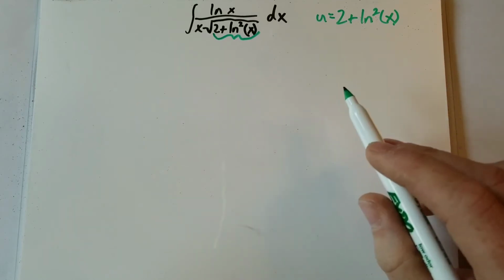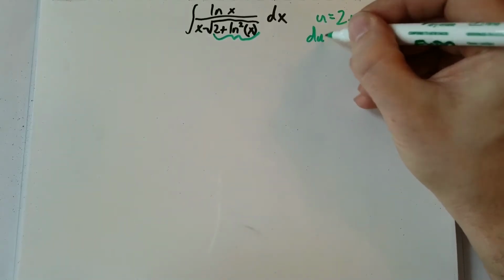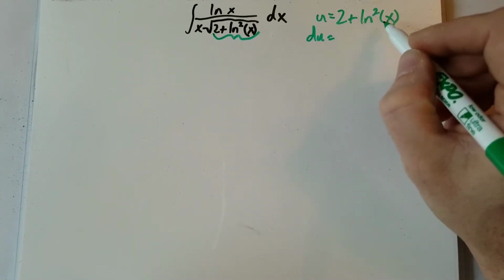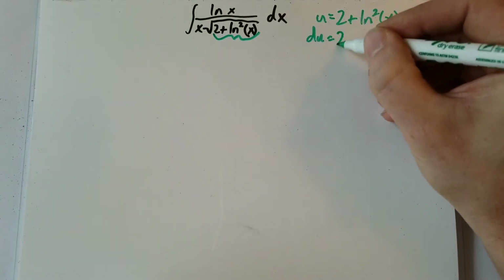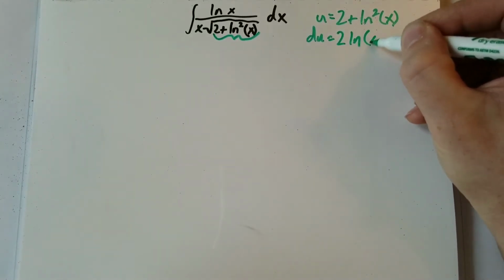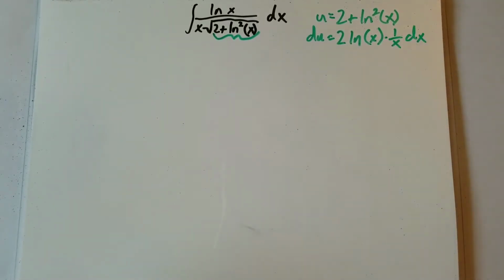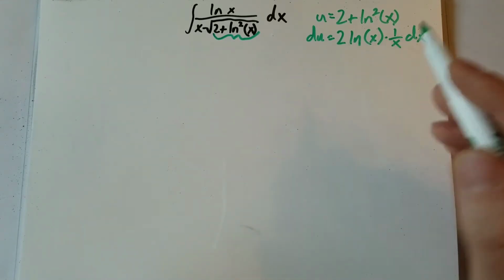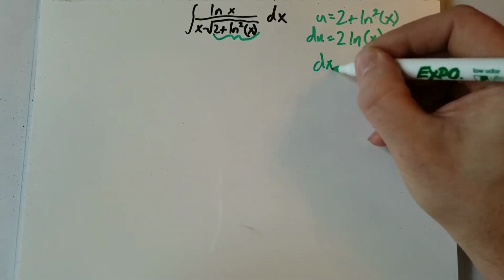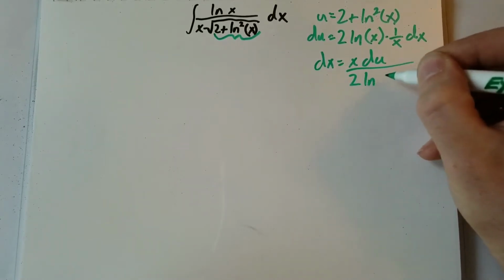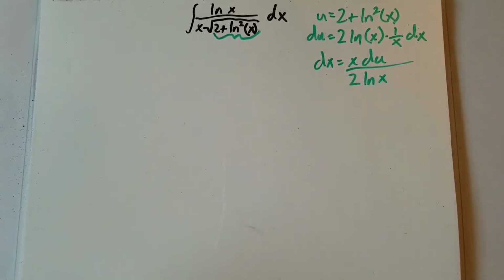And then we want to take the derivative of both sides, so we end up with du equals, well, our 2 becomes 0, and then our natural log squared of x becomes 2 ln of x times 1 over x dx. And now we want to get dx by itself, so we've got to divide both sides by this. So we end up with dx equals x du over 2 natural log of x. Now that we've got that, we can go back to our integral and start solving.